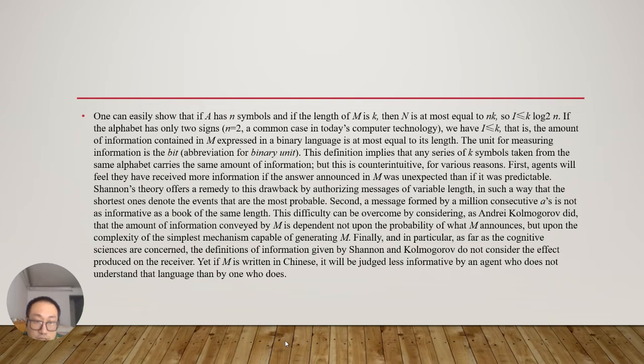Finally, and in particular, as far as the cognitive sciences are concerned, the definitions of information given by Shannon and Kolmogorov did not consider the effect produced by the message on the receiver. Yet, if M is written in Chinese, it will be judged less informative by an agent who does not understand that language than by one who does.